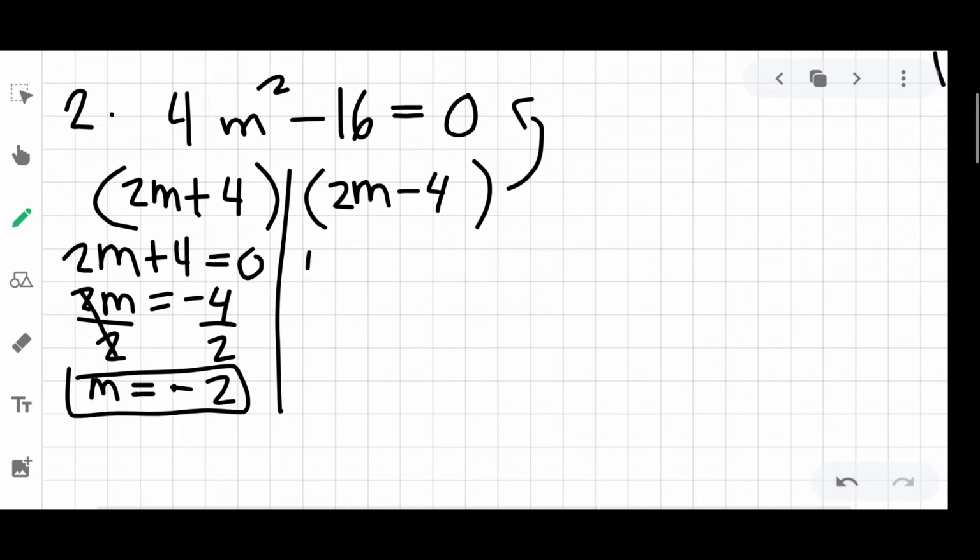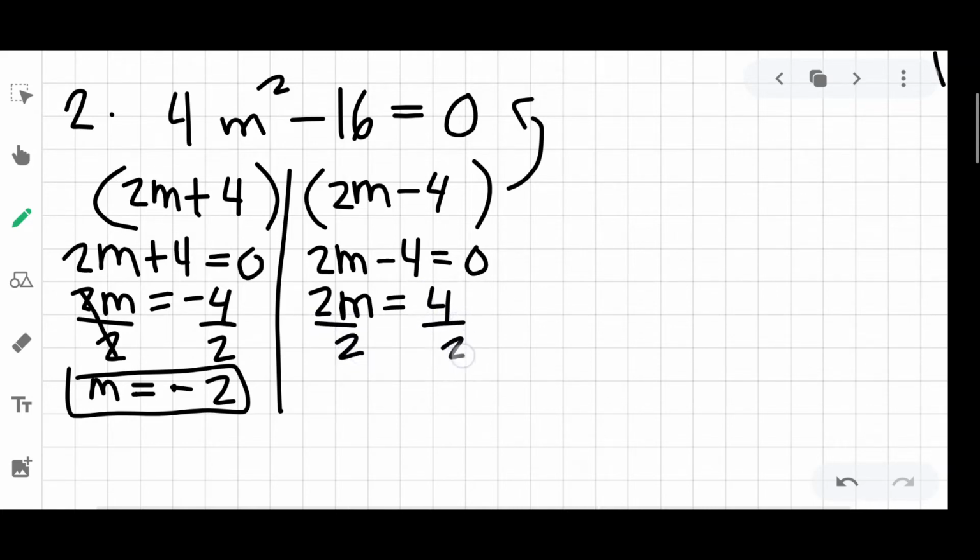So, 2m minus 4 equals 0. Bring down 2m equals, ilipat natin si negative 4 sa kabila, siya ay magiging positive 4. So, divide both sides by 2 para makancel si 2. Bring down m equals 4 divide 2. The answer is 2. And this is our second solution.